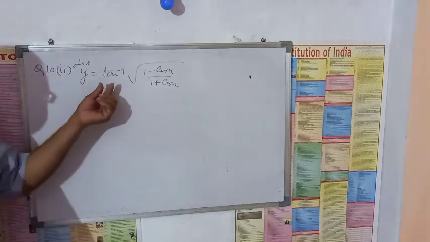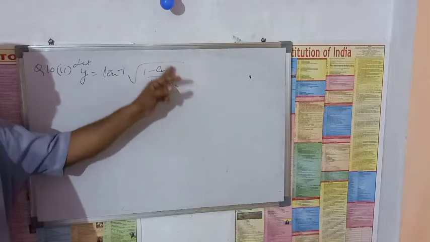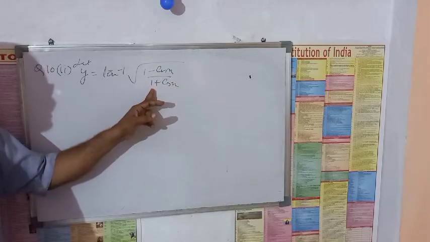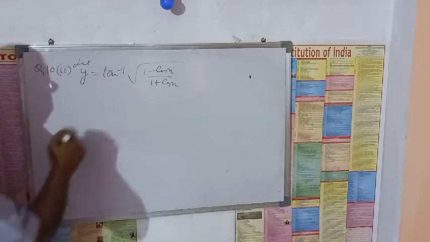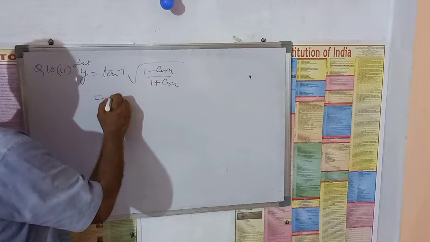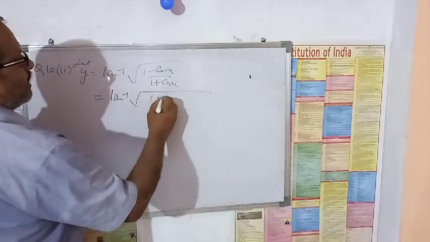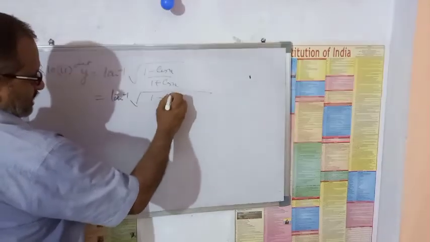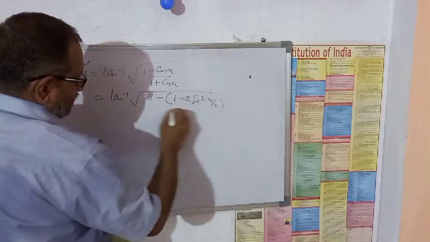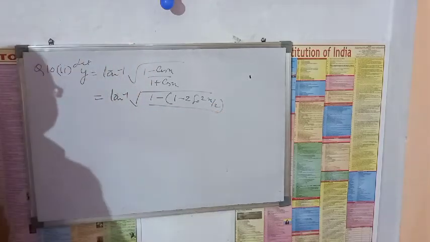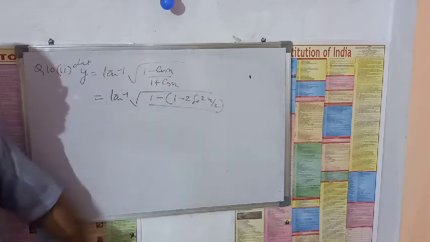Again same method. Tan inverse is given. We have to change this one, 1 minus cos upon 1 plus cos, in terms of tan. So see how we can convert it into tan. 1 minus, use the formula of cos x in terms of sine: 1 minus 2 sine square x by 2.